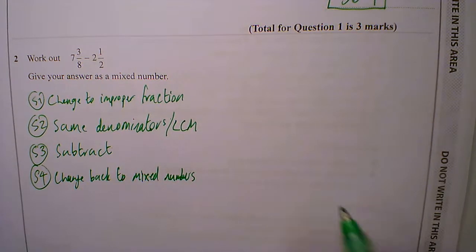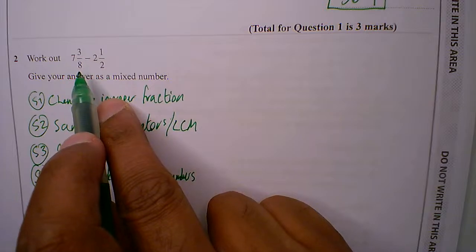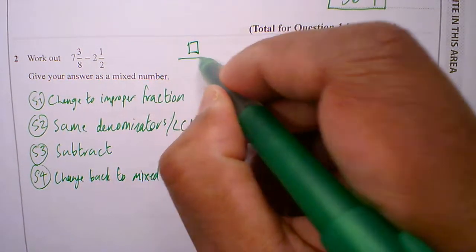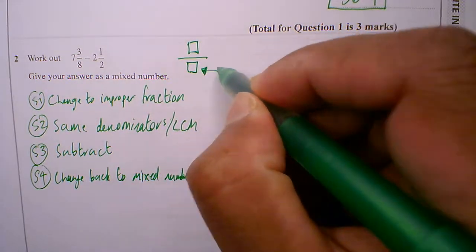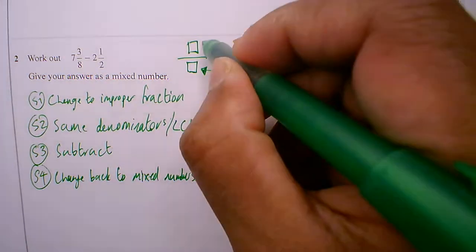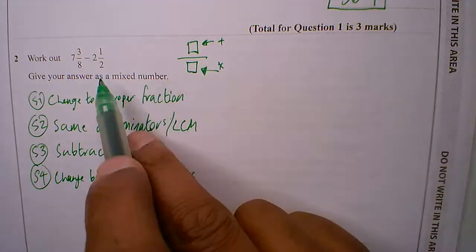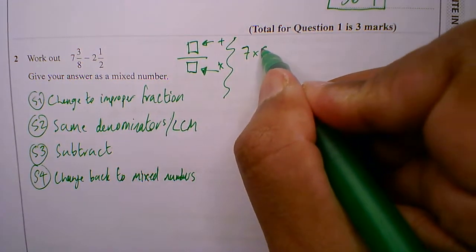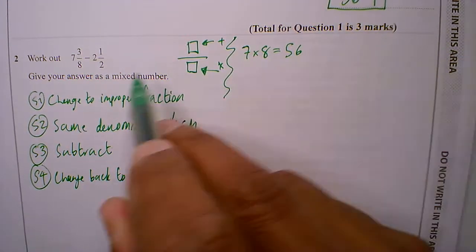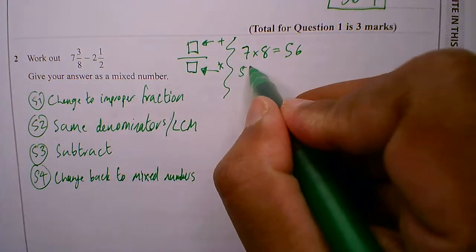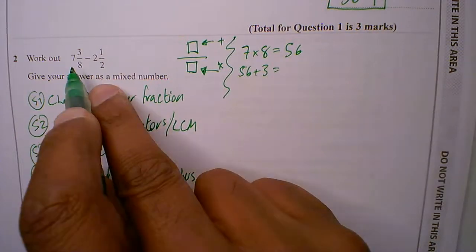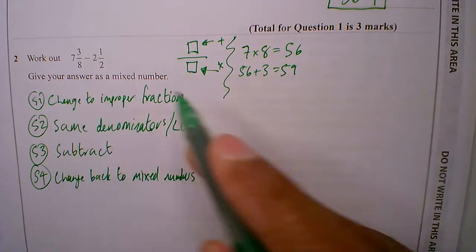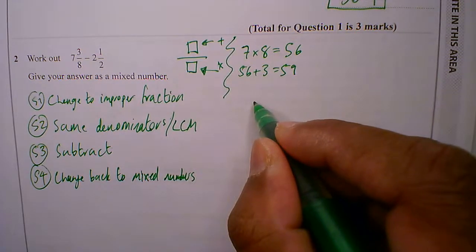Okay, so let's look at this. First thing, I've got 7. I multiply by the denominator, so the bottom number I'm going to be multiplying, and the numerator I'm going to be adding. So I've got 7 times 8, 56, and then the numerator I add, 56 plus 3 gives me 59. So my first fraction becomes 59 over 8.